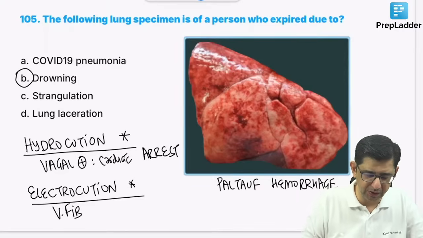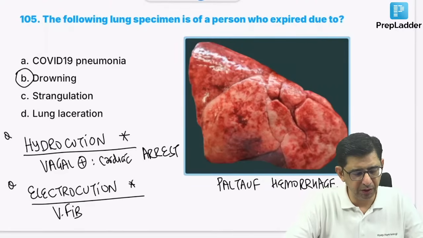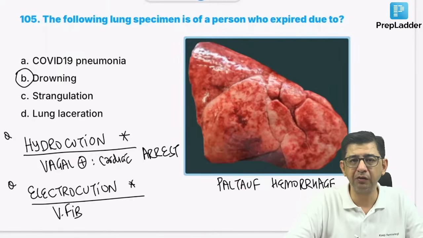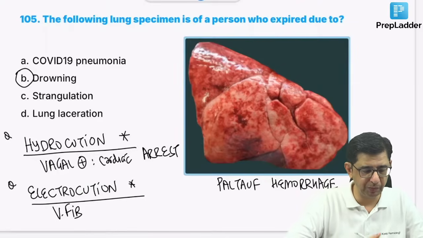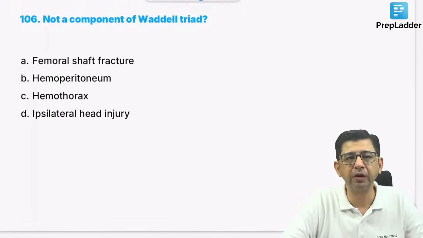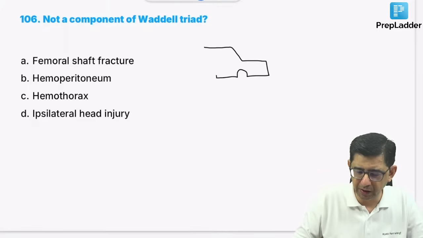Exactly. I'm getting good answers there. Electrocution would contribute to death due to ventricular fibrillation. Hydrocution would contribute to the development of cardiac arrest in an individual. So those are some of the common things that would be seen. And then you can see those Paltauf hemorrhages over the lung with respect to drowning in a patient. Great. Moving to the next one, we are talking about what is not a component of Waddell's triad. So what is happening is that this guy is crossing the road and he gets hit by a car.